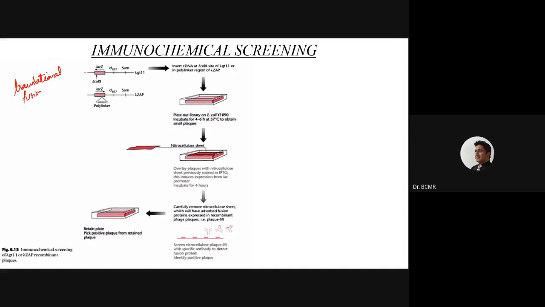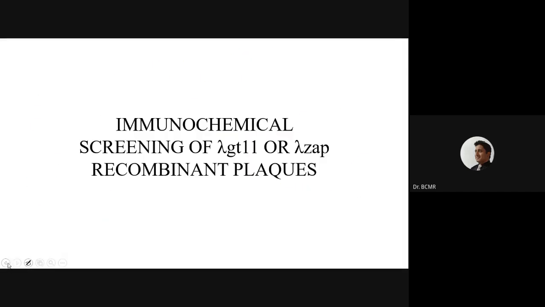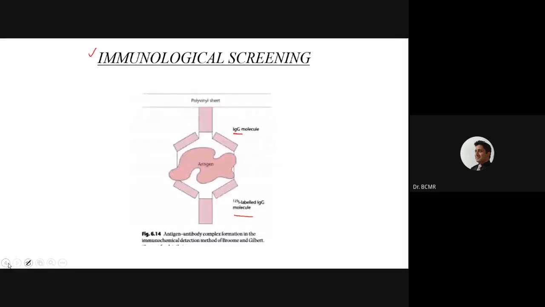So we make a library in lambda phage, lambda based vectors like lambda zap or lambda gt11, and here is the lacZ, and the polylinker or the multiple cloning site is within the reading frame of lacZ. Which restriction site you're choosing should depend on whether the gene of interest is going to be put in frame or not.